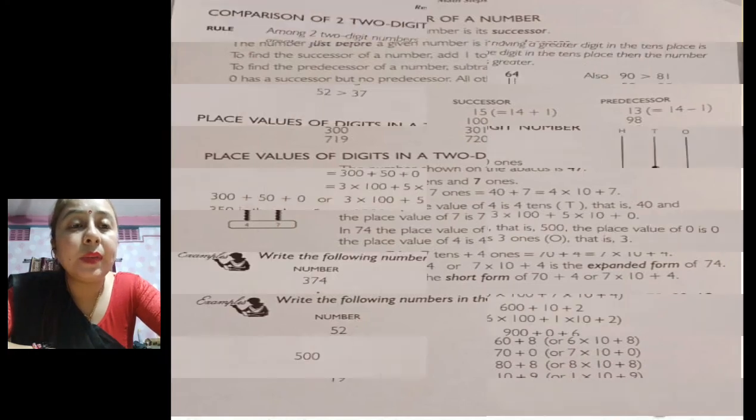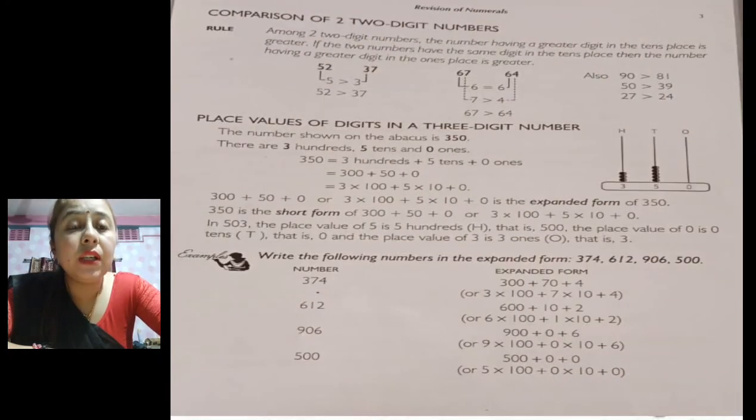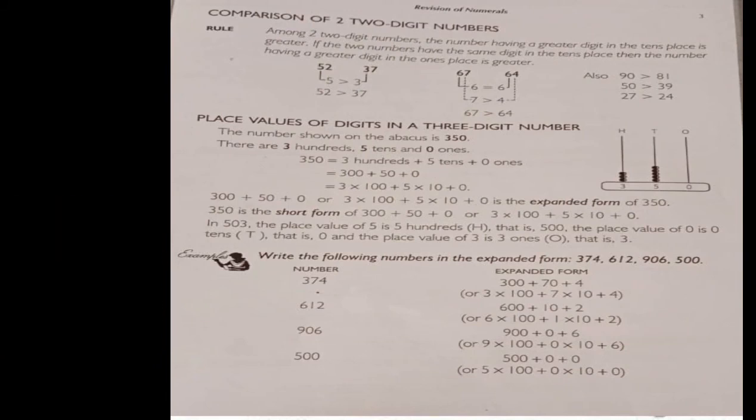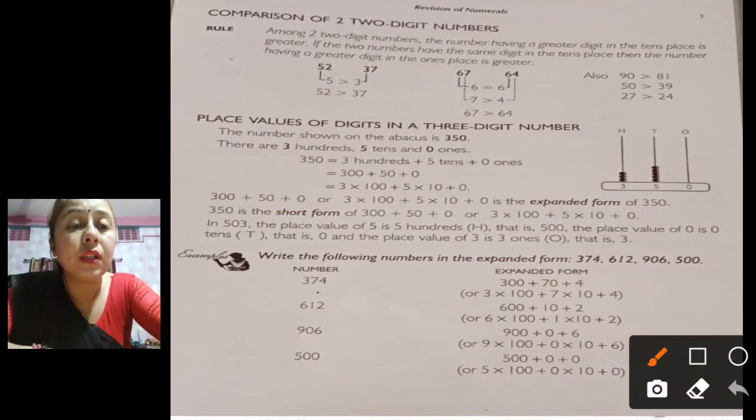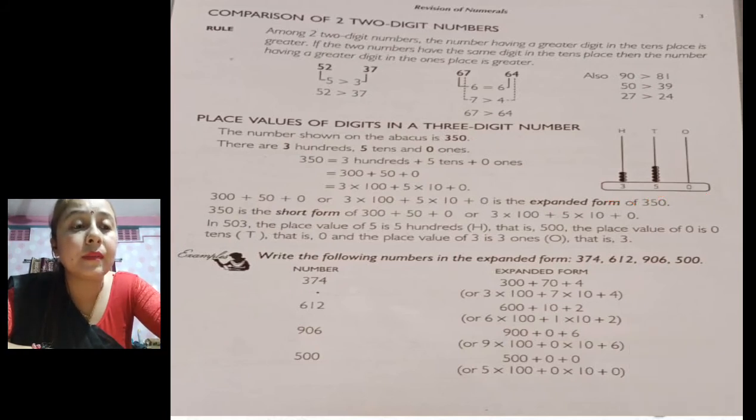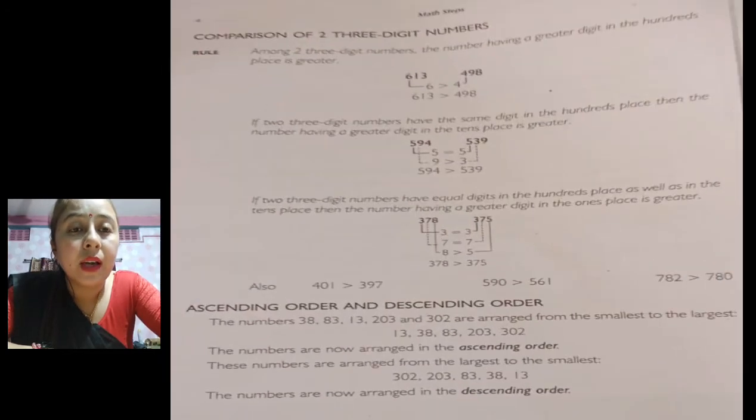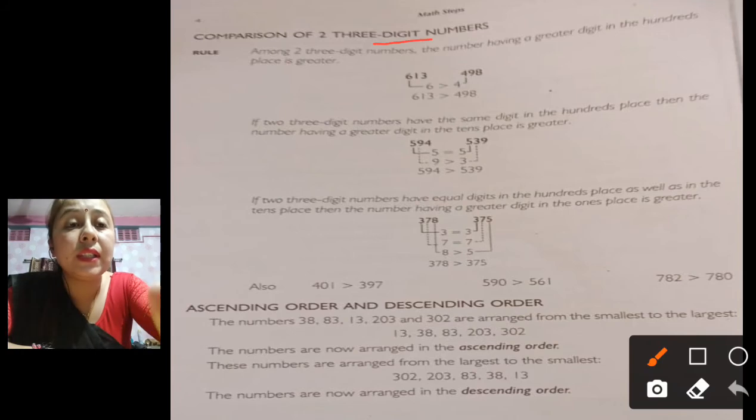So in the next page, that is page 3, you will learn to compare 2-digit numbers and the place value of a digit in a 3-digit number. In this chapter you will also learn about 3-digit numbers, that is ones, tens and hundreds. Yes, you have already done it, and how to expand these numbers. And you will also learn to compare 3-digit numbers.